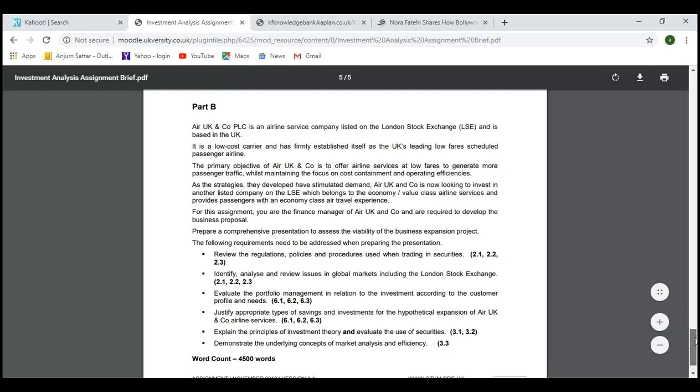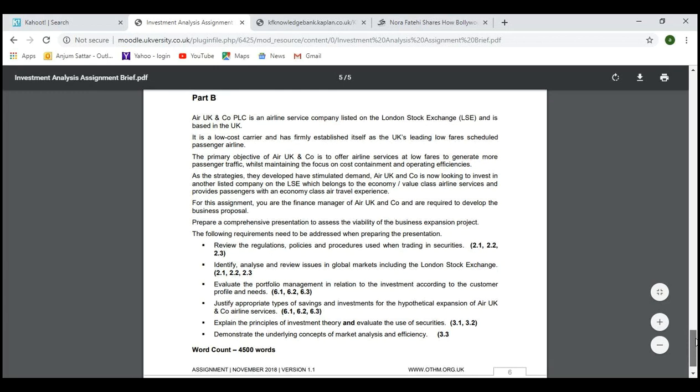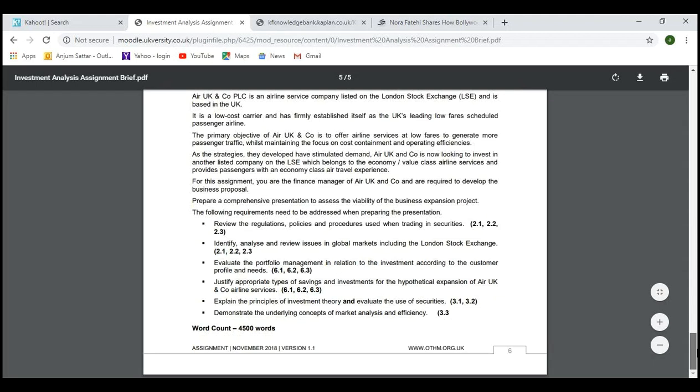No problem. And part 2 is okay. Review the regulation, policies, procedures, identify, analysis, review, issue. Yeah. The global key portfolio management relations. That's fine. I think so, it is more theoretical. There are no numericals as such.